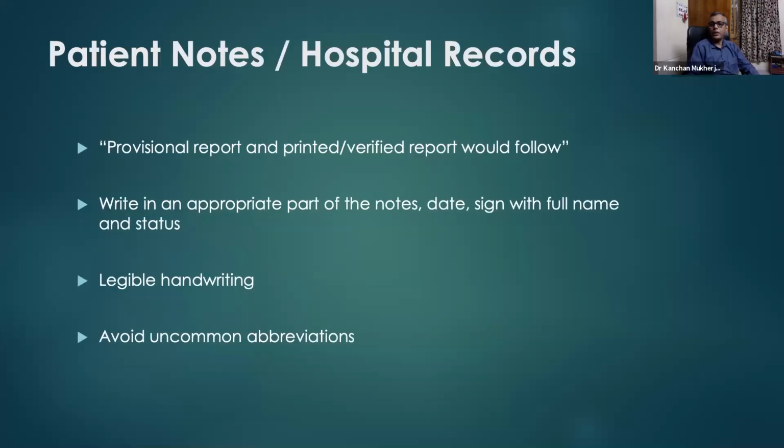Now, if you are writing a report on the patient's notes from an internal referral, the patient may be admitted in the hospital, then you should mention that it is a provisional report and a printed or verified report would follow later. Write your reports in an appropriate part of the notes, date, sign with full name and status. Writing illegibly, including your name, does not help. You will be found out. So there is no point hiding your identity.